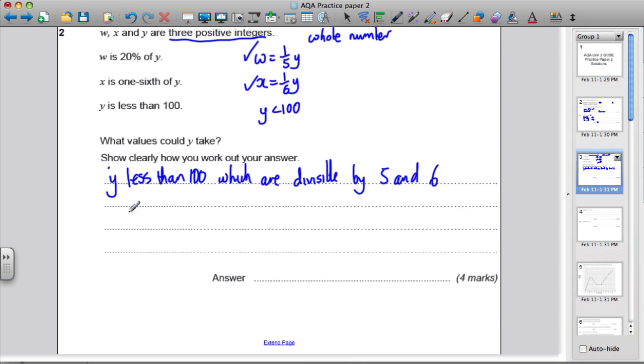A number divisible by 5 ends in 0 or 5. Now anything that ends in 5 can't be divisible by 6, so it's none of those. Is it 10? No, not divisible by 6. 20? No. 30? Yes, divisible by 5 and 6. 40? No. 50? No. 60? Yes. 70? No. 80? No. 90? Yes. There are three possibilities for Y. 30, 60 and 90. All are less than 100 and they are divisible by 5 and 6.